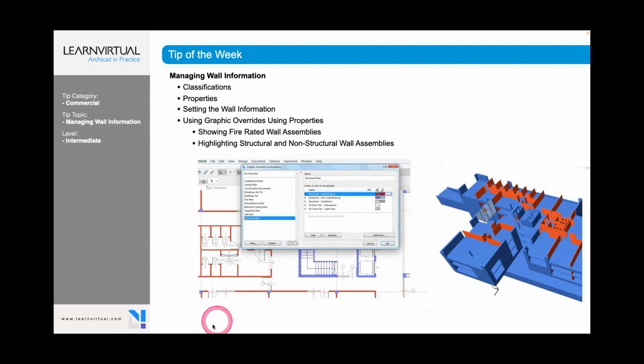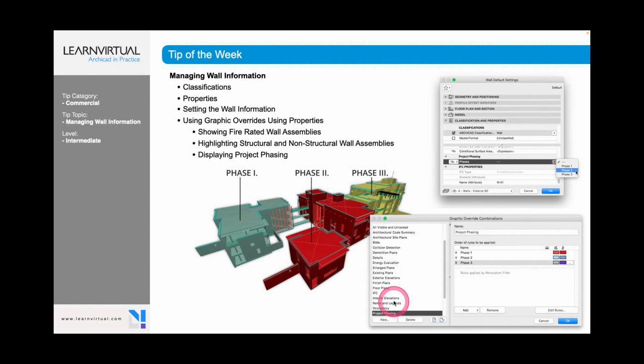Okay, we can also use it here. One of the properties that we can control is going to be our load bearing. So then we can come in and use our graphic overrides to sort out and change our load bearing walls to show graphically different than our non-load bearing walls. They could be the same wall assembly, but because we have classifications and properties applied to them, we can pick them out from the other walls.